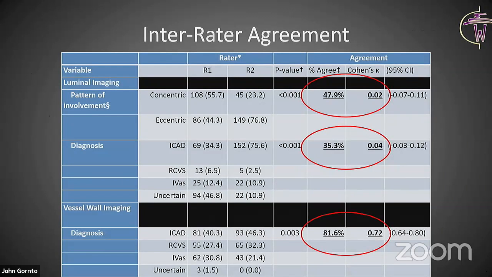In addition, we looked at the inter-rater agreement of diagnosis, and there's a dramatic increase in that agreement between raters, where it went from 35% to 82% in terms of agreement of diagnosis. And in prior studies, we looked at the agreement on pattern of involvement, and there was only slight agreement with luminal imaging, with substantial agreement when vessel wall imaging was used.